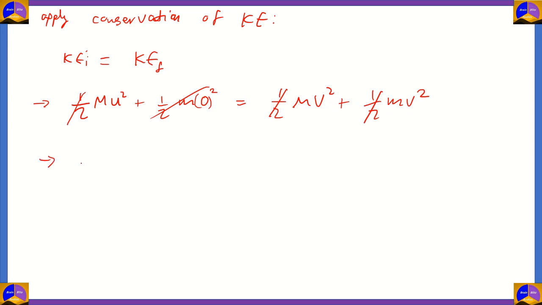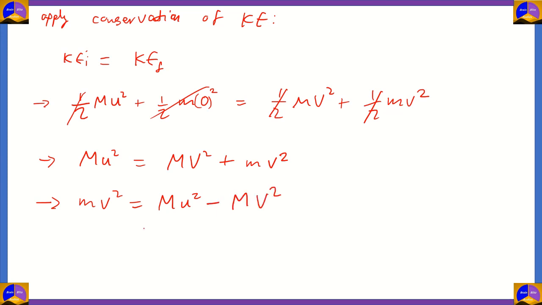So therefore, the relation now becomes M u squared is equal to M V squared plus m v squared. So in this particular question, we need to find the value of v. So m v squared is taken on one side, and on the other side, you will have M u squared minus M V squared.